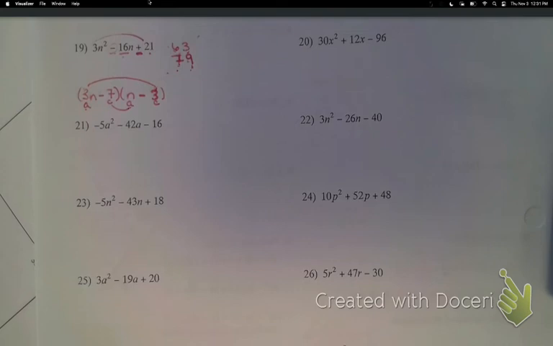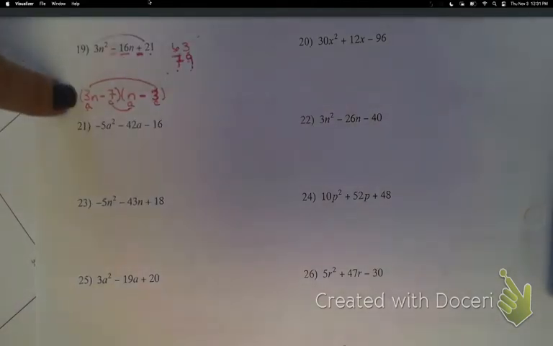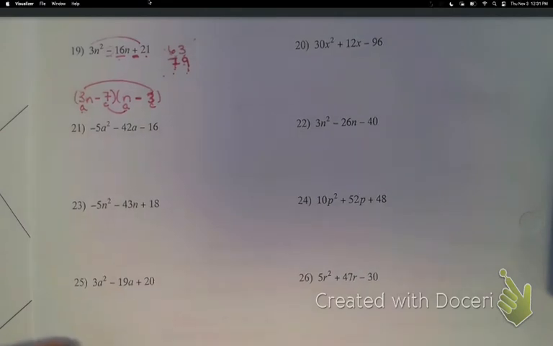Okay, 20. How would I check this? I would just multiply it out, wouldn't I? Yeah. Okay, 20. What are you going to do?